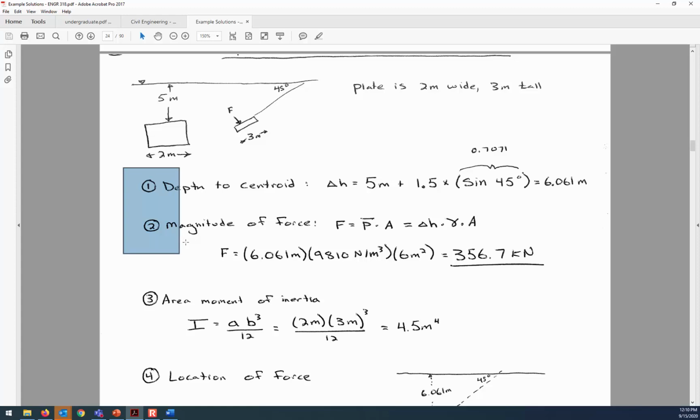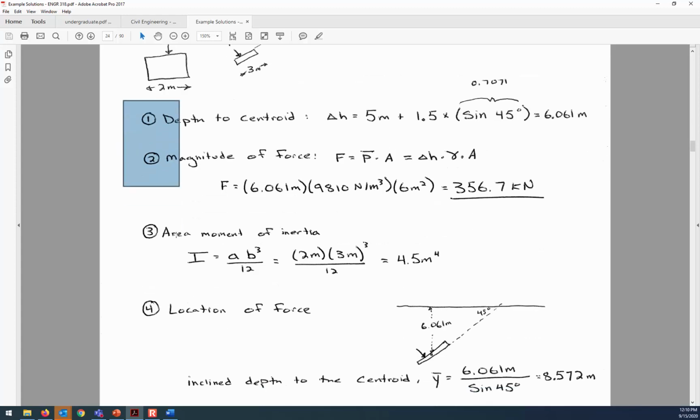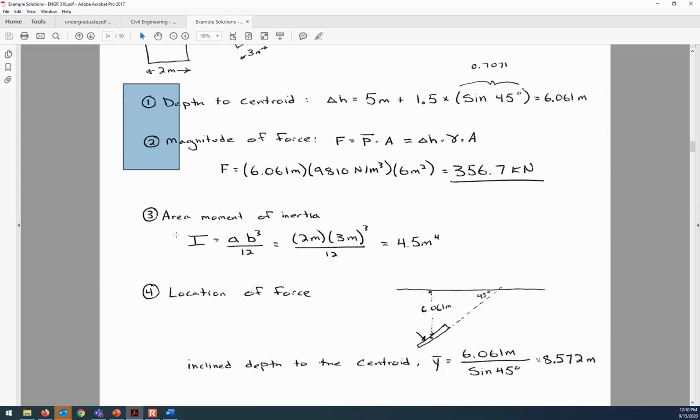You can see the formula for the area moment of inertia, and it's the same gate that we had in the example before this. It's just now it's inclined rather than being vertically oriented. So the fact that it is partially inclined doesn't change the area moment of inertia. That stays the same. Now look at the sketch for the location of the force and how we find that, y bar.